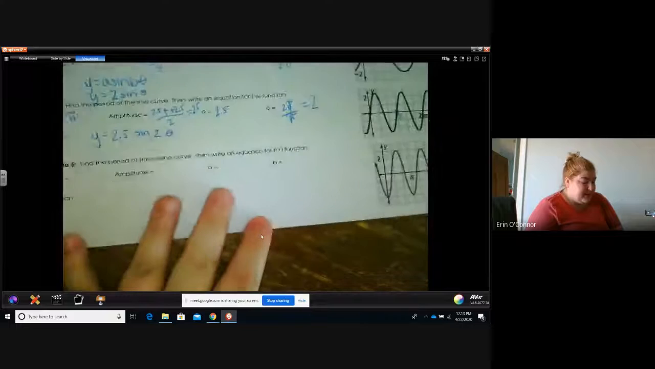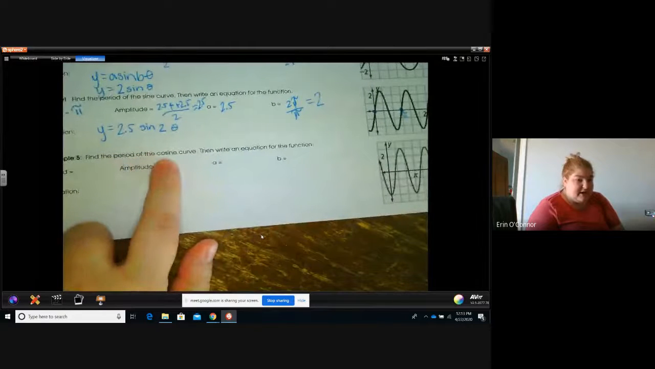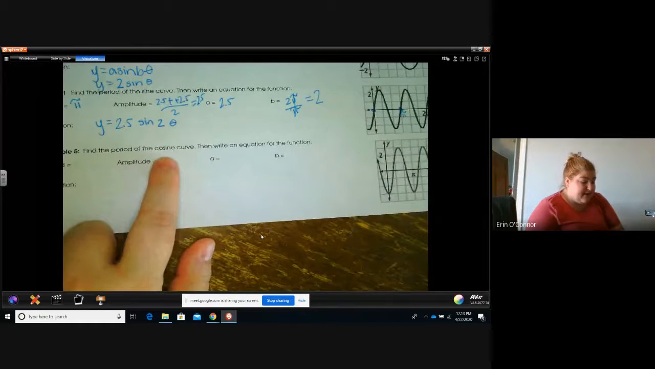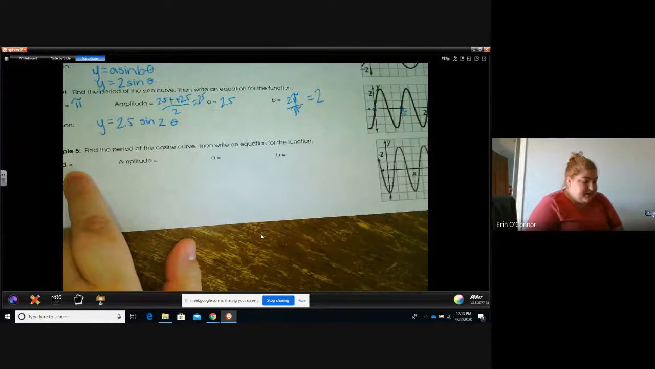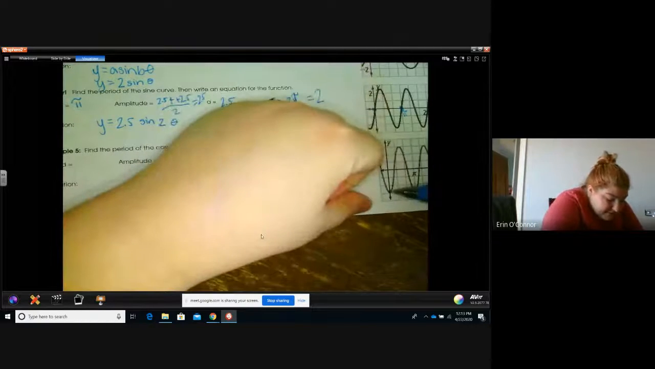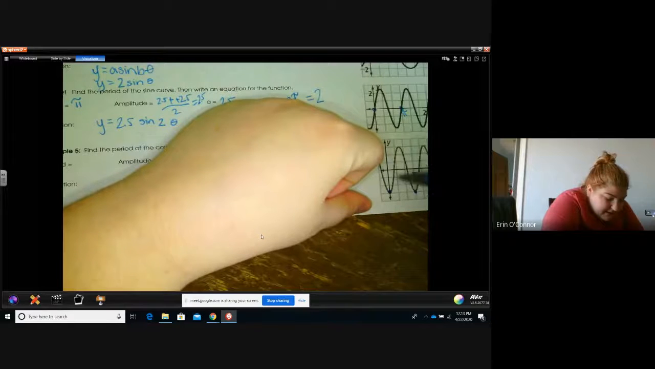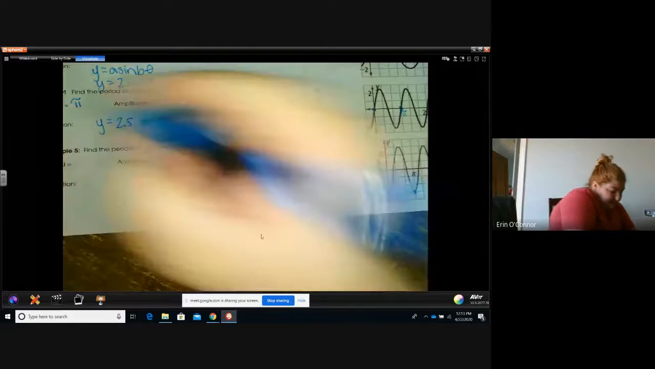All right, last one. Find the period of the cosine curve. So this time it's cosine. Then write an equation for the function. So first of all, let's try the period. So here's a minimum. Here's a minimum. It goes to pi.